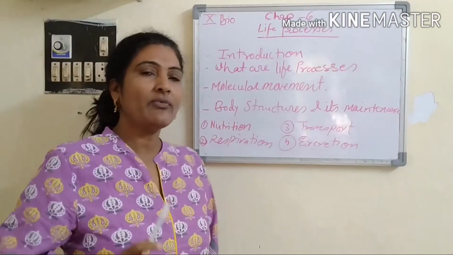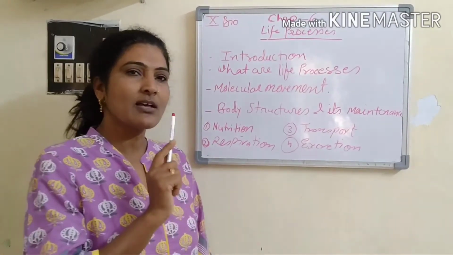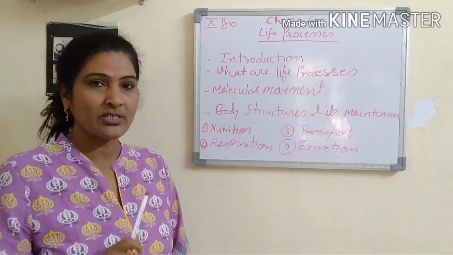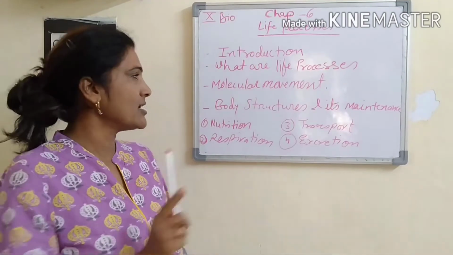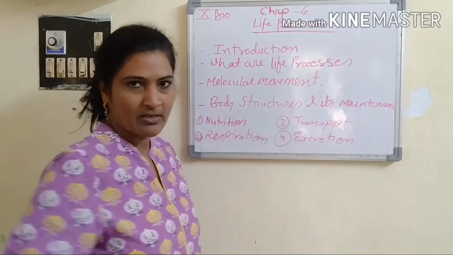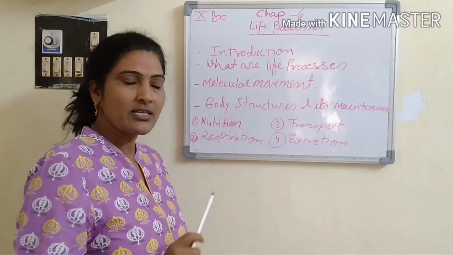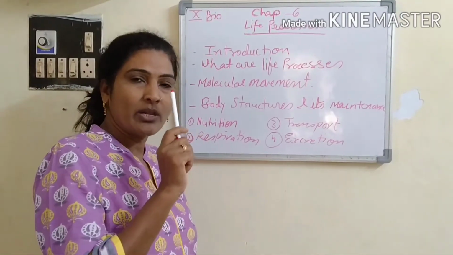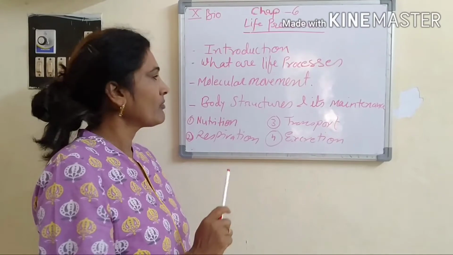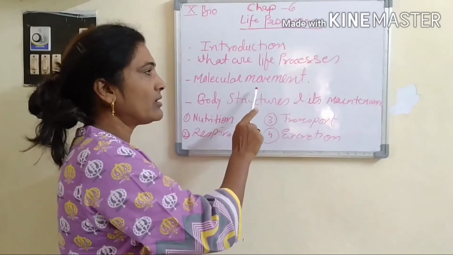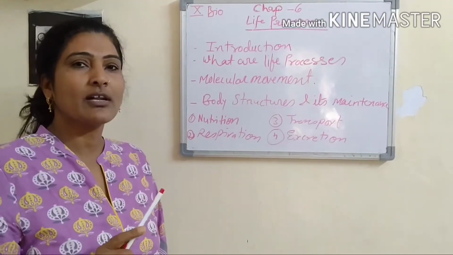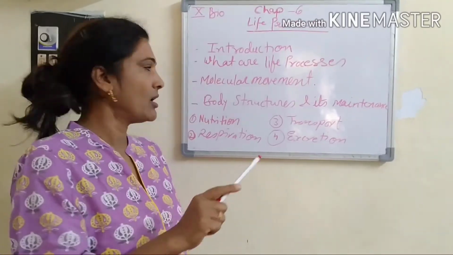Second thing, how can we find out if something is alive? There should be one property, and that one property is molecular movement. This molecular movement cannot be seen by naked eyes because it is very small. And molecular movement is going on in every living organism.